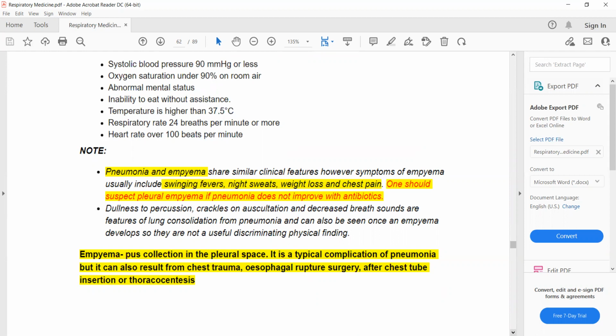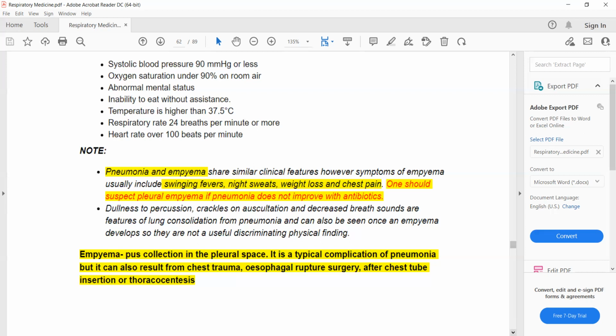It is a complication of pneumonia. It can also result from chest trauma, esophageal rupture, surgery, chest tube insertion, or thoracocentesis. How are you going to know if a person with pneumonia has developed empyema?